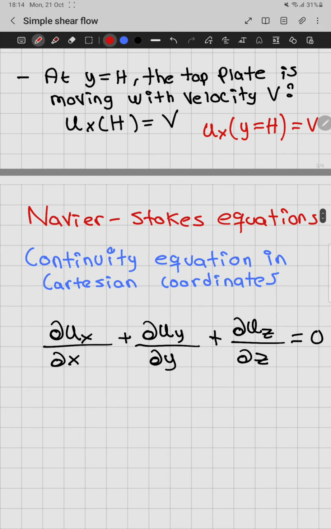Now let's talk about the Navier-Stokes equations. Those are the equations that we are interested in solving. What information can be obtained from this? The continuity equation expressed in Cartesian coordinates is here. So we have a simple sum of partial derivatives.